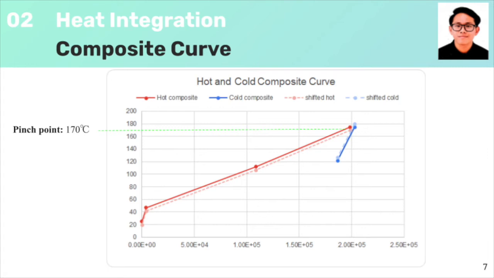Initially, the cold composite curve was above the hot composite curve. Since it is impossible to proceed with the heat integration, the cold composite curve will be shifted horizontally until it is located below the hot composite curve. A delta T min of 10 degrees has been assumed, meaning that there is a 10 degrees temperature difference between the hot and cold composite curve after the cold composite curve has been shifted. From the graph, the pinch temperature can be seen at around 170 degrees Celsius.